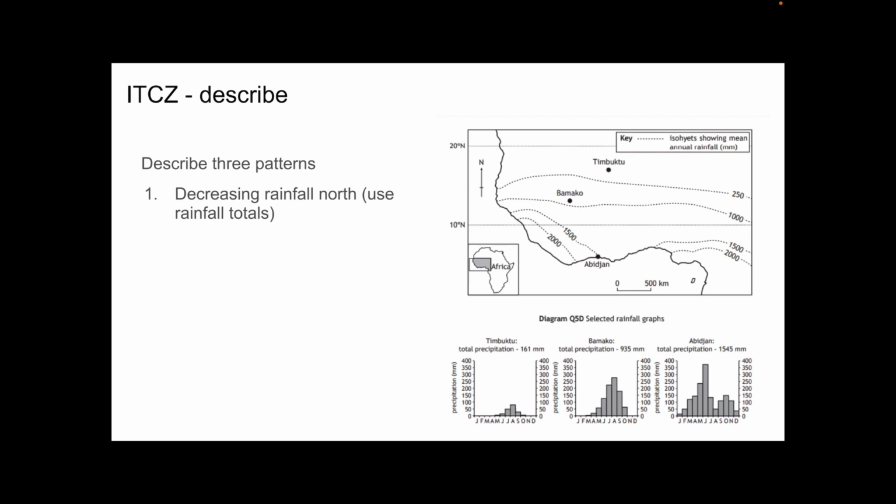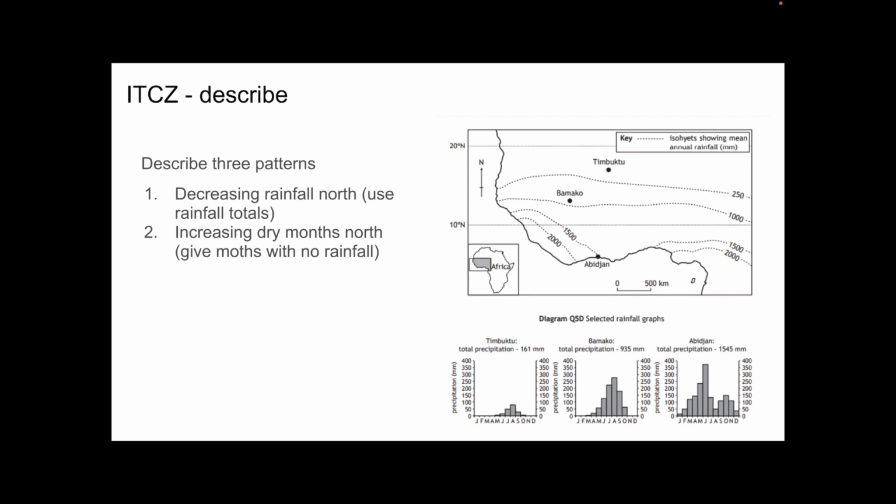So you want to talk about how the rainfall total decreases as you travel north. For example, in Abidjan, the total rainfall is 1,545 millimetres, whereas as you travel to Bamako, it's 935, and then even further north to Timbuktu, it's 161 millimetres. Second of all, you then want to look for the dry months, and that will increase as you go north.